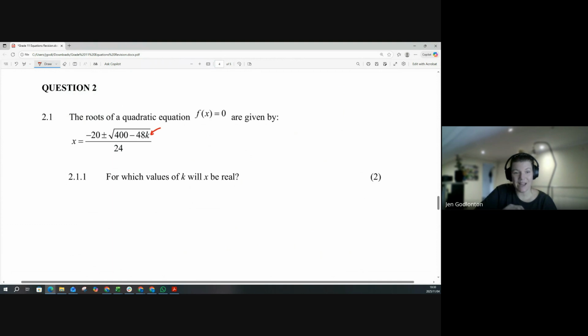Think about what that means in order for it to be real. Or maybe what's easier to think is what makes it non-real. For a value to be non-real, it means that whatever is under our square root sign needs to be a negative. Then it's a non-real number.